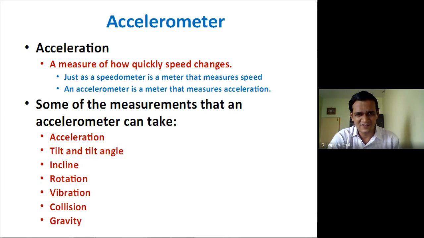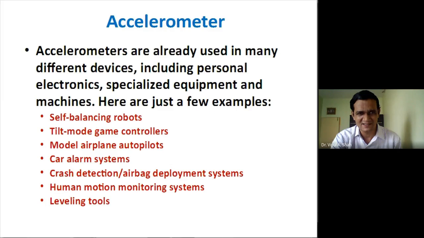Accelerometers are utilized for speed measurement. So as and when you want to measure the speed, you can use the accelerometer. Accelerometers are for measurement of tilt angles, inclined angles, rotations, vibrations, collisions, gravity, etc. Accelerometers are already used in many different devices. These include personal electronics, specialized equipment, and machines.